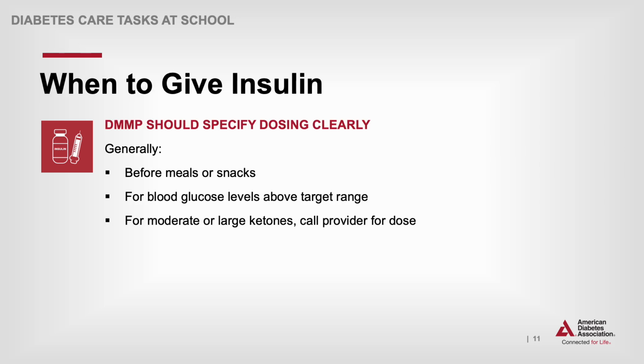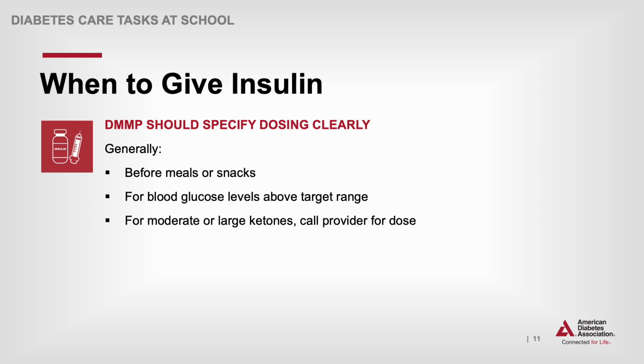Insulin must be administered as specified in the student's DMMP. The DMMP specifies the orders of the student's health care provider. The DMMP should clearly specify insulin dosing procedures. Generally, students will only need to administer their rapid-acting bolus insulin at school.